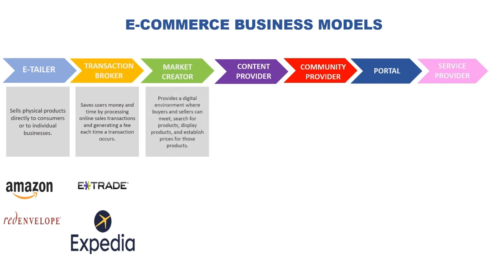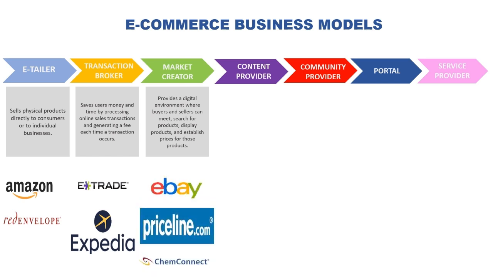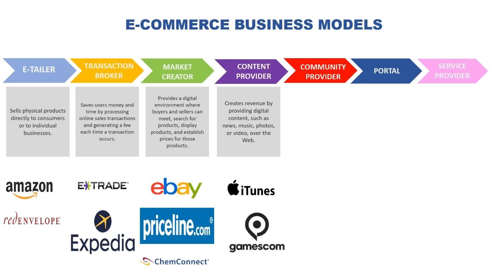Next is market creator. It provides a digital environment where buyers and sellers can meet and search for products, display products, and establish prices for those products. Examples of market creators are eBay and Priceline.com. Content provider. It creates revenue by providing digital content such as news, music, photos, or video over the web. Examples of content providers are iTunes and Games.com.